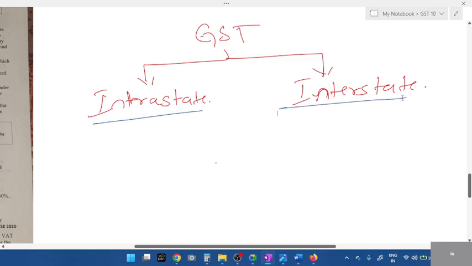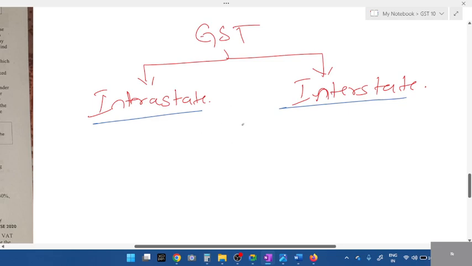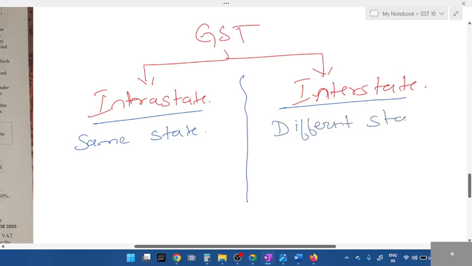Next, intrastate and interstate. When you're buying something, you buy a mobile phone or a bicycle, car, whatever it is, sometimes you buy within the state. Intrastate means same state. Interstate means different state. Okay. When it comes to same state, students, same state.